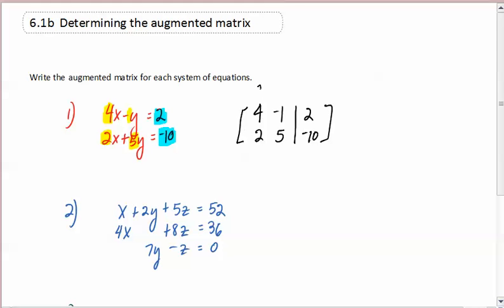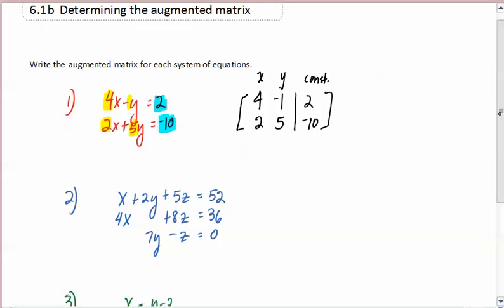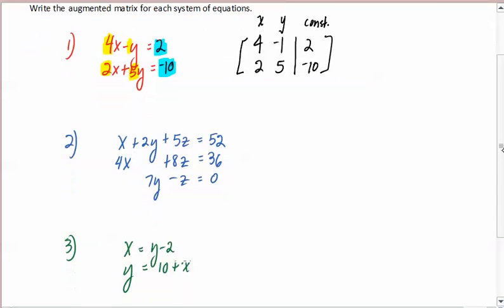This column represents the coefficients for the x variable. This column represents the coefficients for the y variables. And of course, this represents the constants. All right, so there's an augmented matrix. Let's take a look at setting one up for this next one.